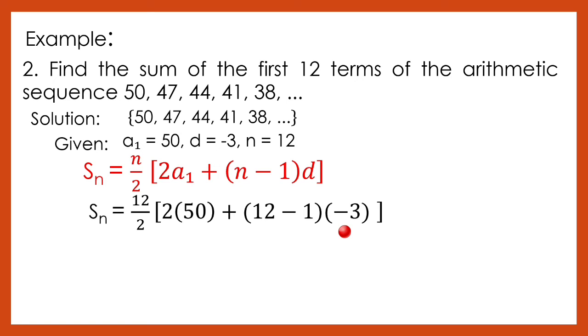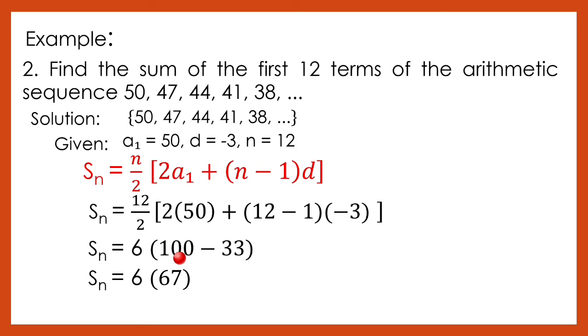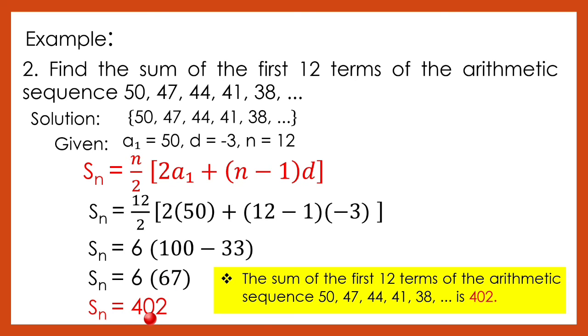Then perform the operation. S sub n equals 12 over 2 is 6, 2 times 50 is 100, plus 12 minus 1 is 11 times negative 3. 11 times negative 3 is negative 33. Let's get the difference. 100 minus 33 is 67. 6 times 67 is equal to 402. Therefore, the sum of the first 12 terms of the arithmetic sequence 50, 47, 44, 41, 38, and so on, is 402. Yan. Naiintindihan ba?